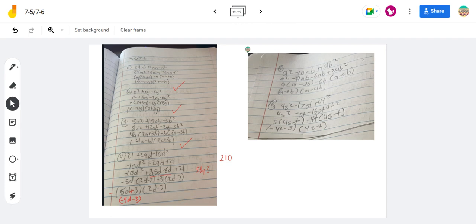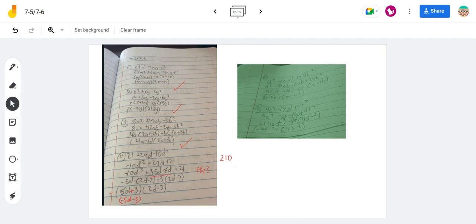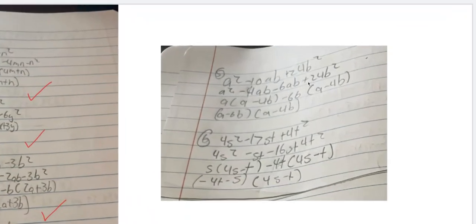And then for question number 5, okay, minus 4 minus 6. Yeah, correct. And then for question number 6, it's 4 minus 6, 4s minus t, s minus 4t.